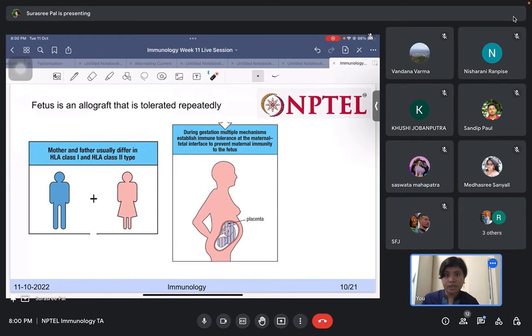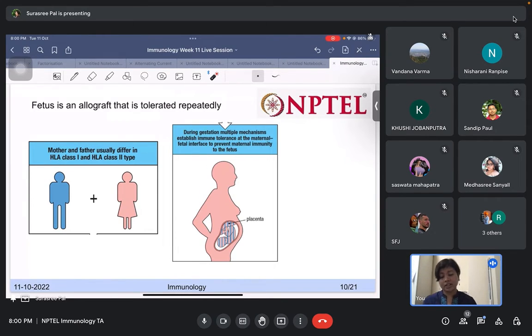So now if there is an immune response generated against this fetus, then the fetus will die. So there will be no pregnancy, right? The mother will not be able to conceive. So therefore, this is an allograft, because you understand that this is also like a grafting, like a transplantation, which is being tolerated repeatedly. So the fetus is tolerated repeatedly, and how is this being tolerated? So I will discuss this.